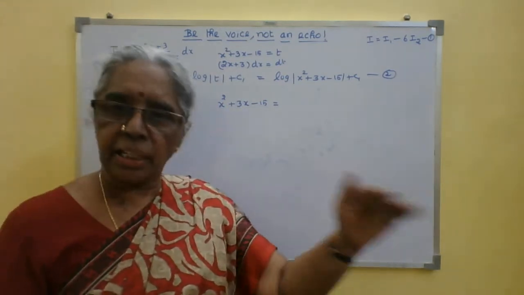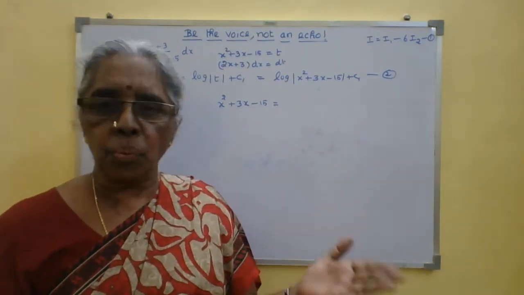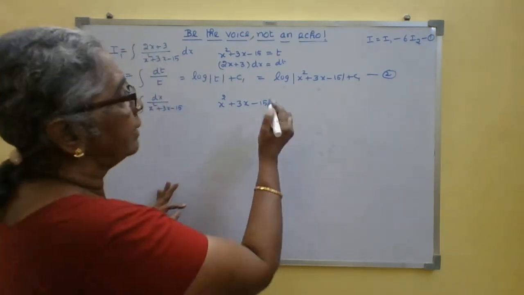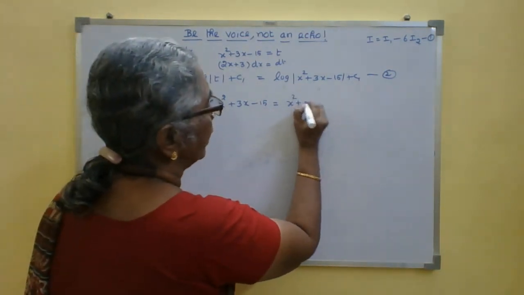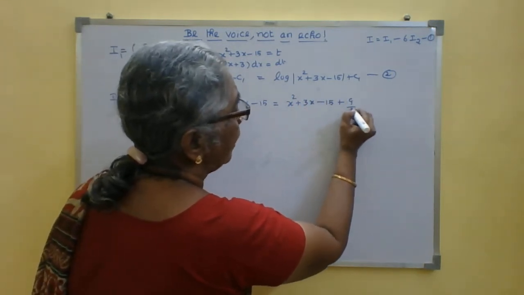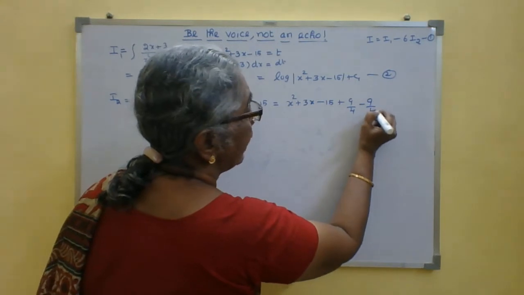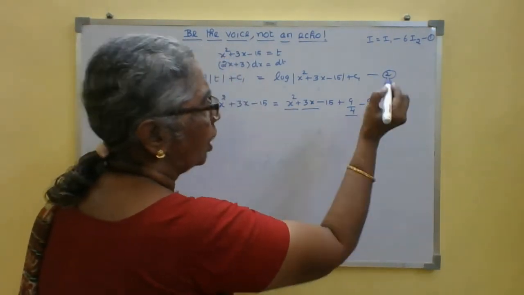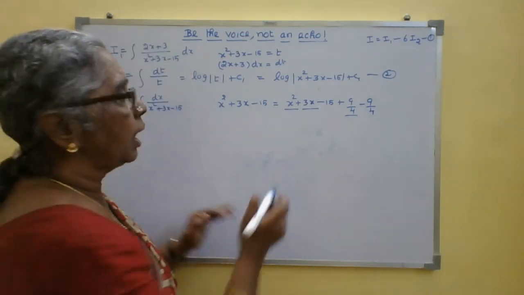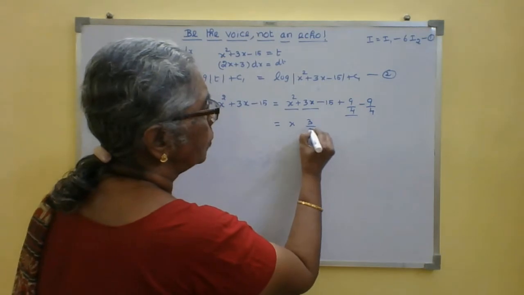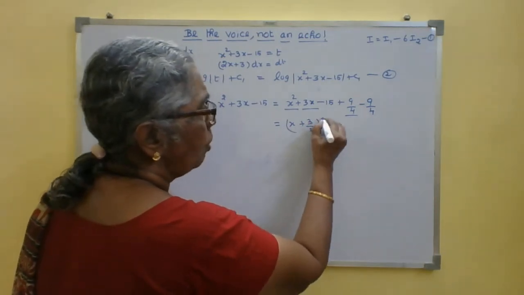Divide the coefficient of x by 2, that is 3 by 2. Square it, you will be getting 9 by 4. So you have to add and subtract that. So you will be getting x squared plus 3x minus 15 plus 9 by 4 minus 9 by 4. Pick the x squared term, the x term and the positive square you have added. So it is x plus 3 by 2, the whole square.